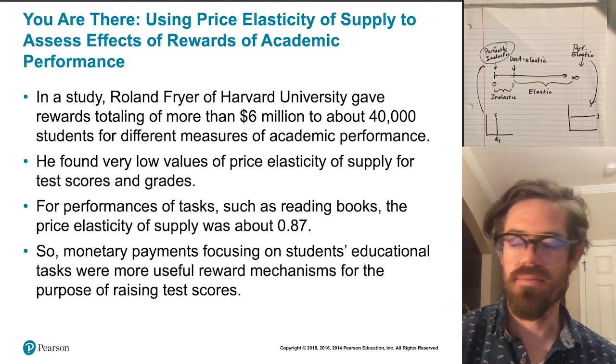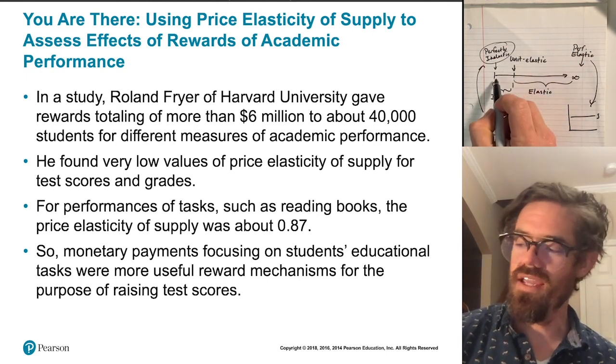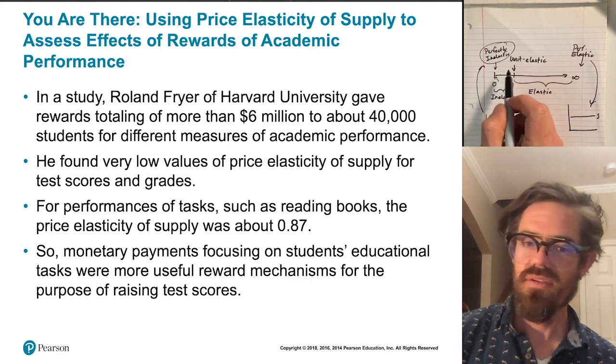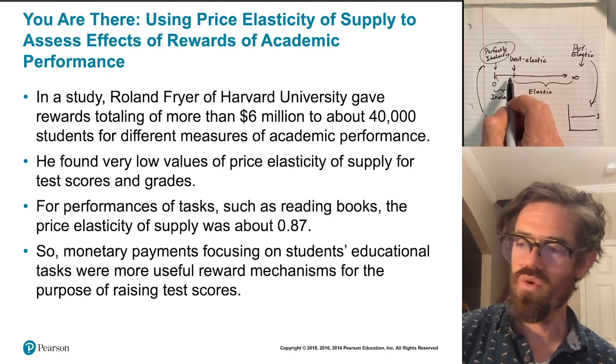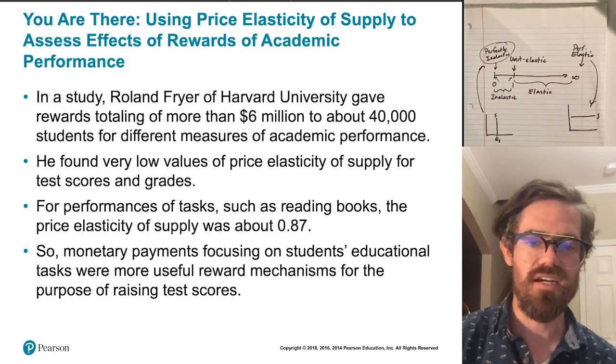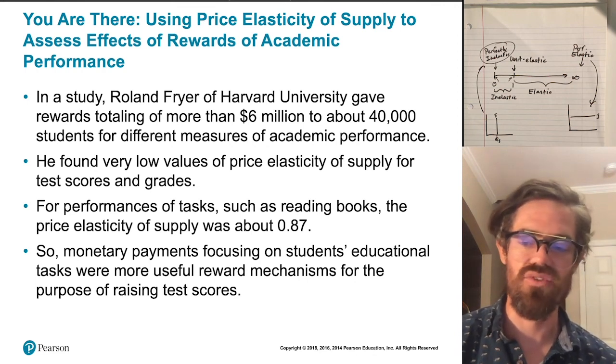So I guess rewarding grades was very close to 0, whereas rewarding tasks was closer to 1, right? So these monetary payments should focus on tasks rather than performance on tests and grades. Pretty interesting.